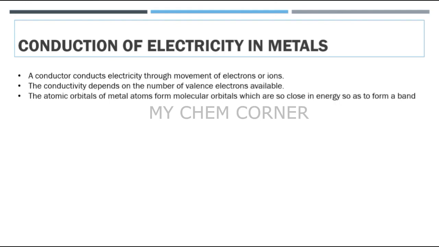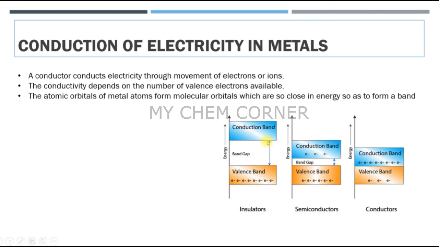Atomic orbitals of metal atoms form molecular orbitals which are so close in energy as to form a band. So here, when you're talking about a band, this is what a diagram of a band looks like. When you're talking about conductors, the valence band is nothing but the outer shell electrons that are arranged in the metal. Now what happens is when the electrons are excited, say for example you're trying to heat that particular metal, the metal is going to absorb the heat, and who's going to be affected by this? The electrons that are present in the valence orbital.